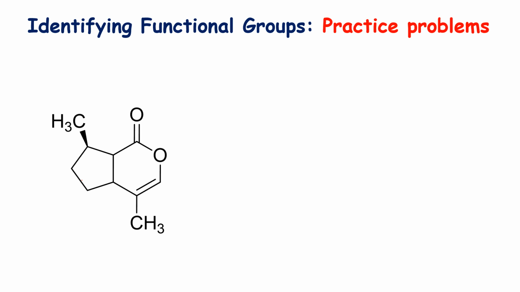In this example, we have a carbonyl group, and the carbonyl group is next to an oxygen single bonded. So if we have a carbonyl group and a single bonded oxygen, then it's an ester. But if the same ester is present in a ring, then the name will be lactone.